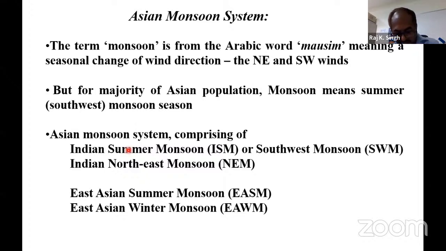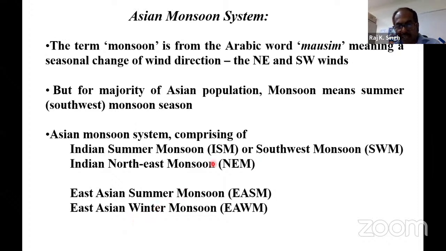Hema Ma'am also talked about the northeast monsoon and the parts of Tamil Nadu that region affects, in detail. The other part, just a little bit north of us, is the East Asian summer monsoon, which is also one of the important monsoon phenomena, influencing parts of China. And there is also the East Asian winter monsoon, which influences the Japanese coast.